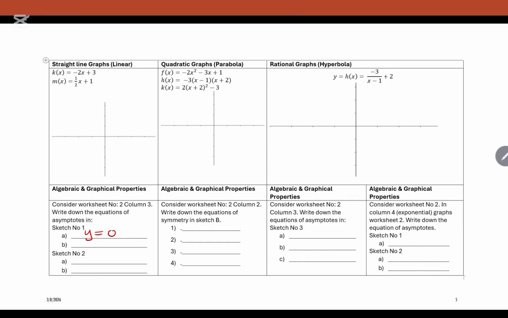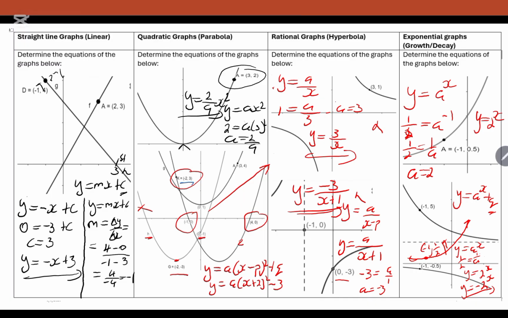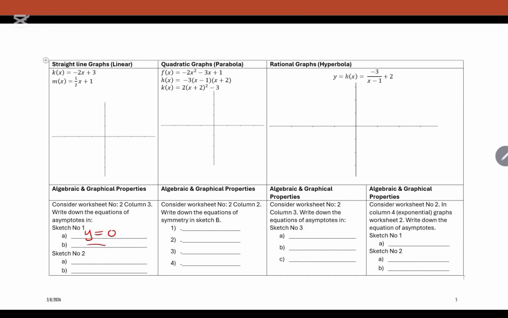Then write down the equations of asymptote in sketch number 1, and there is no vertical asymptote. Sketch number 2, if you look at the first one, remember I said the value was not given and I could not read it from the graph. The second one, the asymptote that is given is the line y is equal to 0, and there's no vertical asymptote. It's an exponential graph.